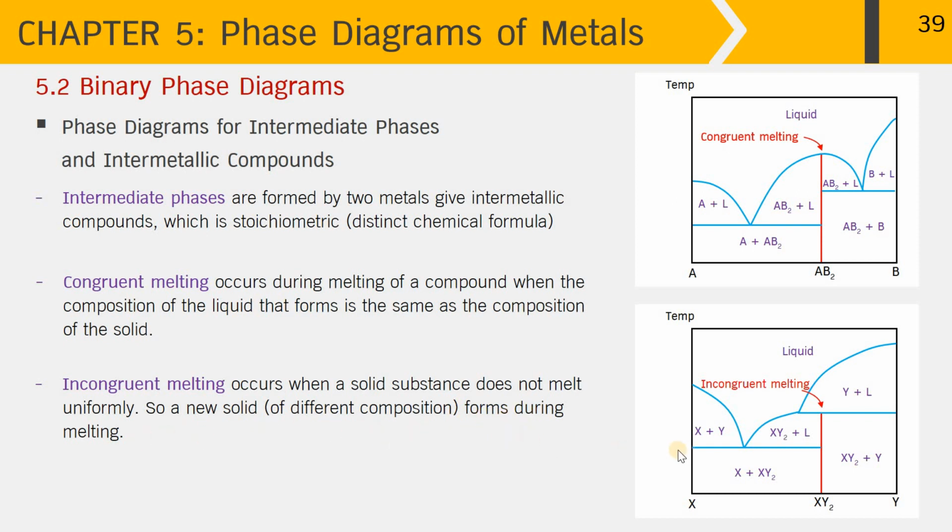And you can see from the example of this phase diagram, when we mix metal X and metal Y together, we have the intermetallic compound XY2. The XY2 compound is stoichiometric and has a distinct chemical formula. Then, upon heating to high temperature, this compound does not melt uniformly, and a different composition forms during melting. So it is said to be incongruent melting right here for the XY2 compound.